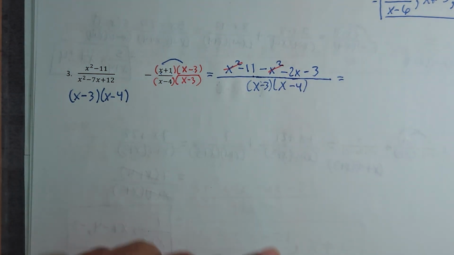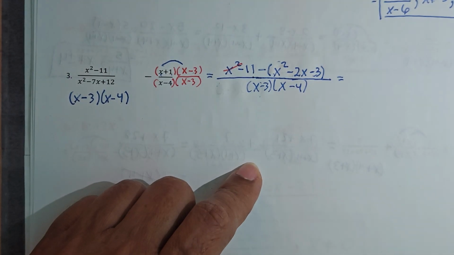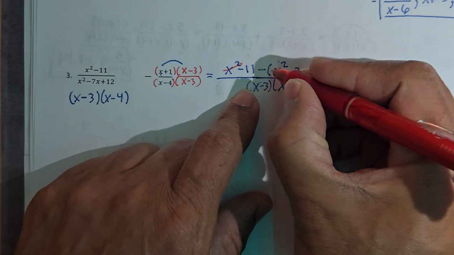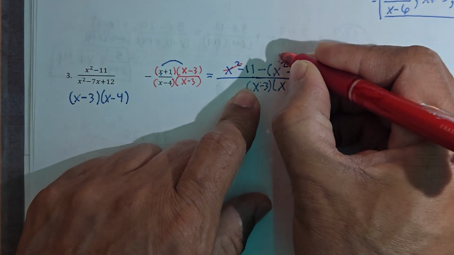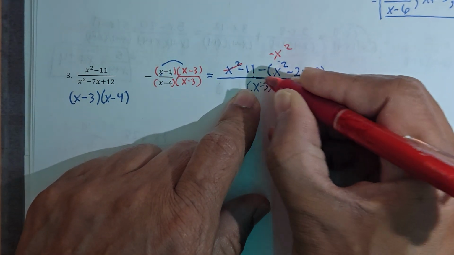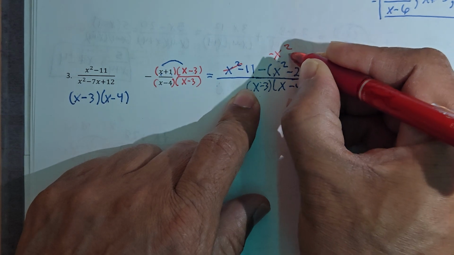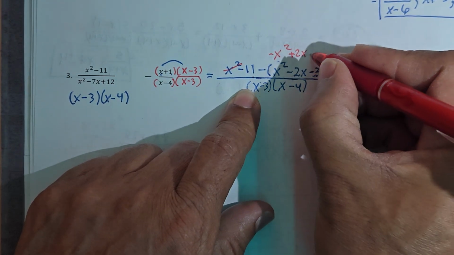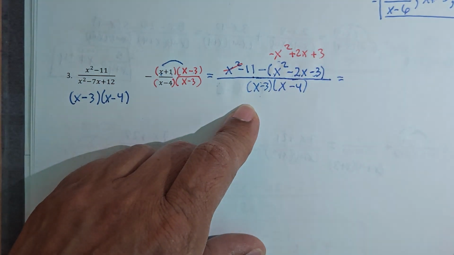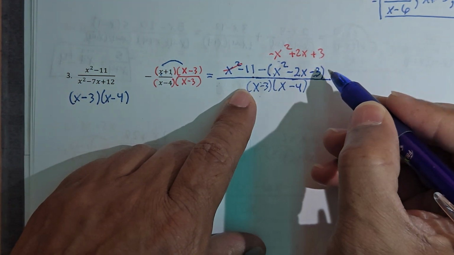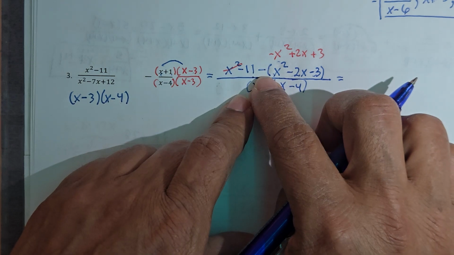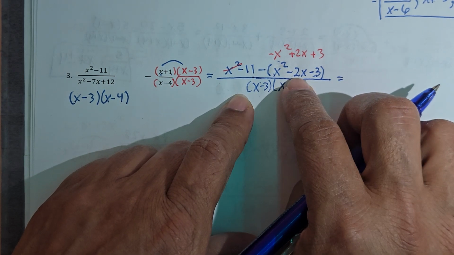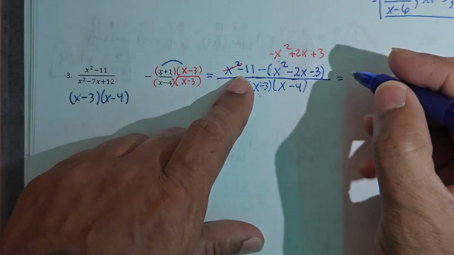I'm making a mistake here. Let me pause the video, come back. Okay, so what I've done is, I lost that negative. Once I distribute this negative, then this x squared becomes negative x squared. And negative times negative is positive, so this becomes positive 2x. Negative times negative 3, that's a positive 3. So this is a mistake that you can make that I made. I forgot to distribute that negative to all three terms. Okay, so don't do what I did on the assignment.